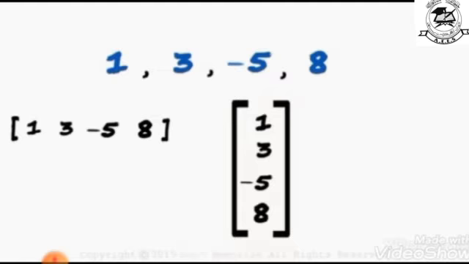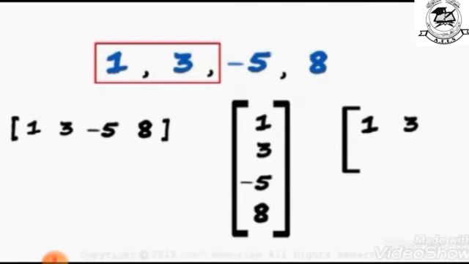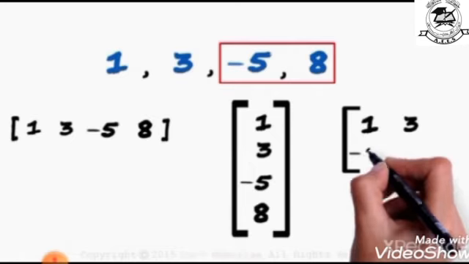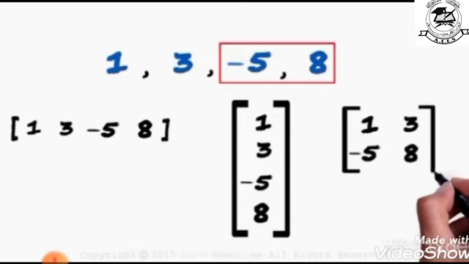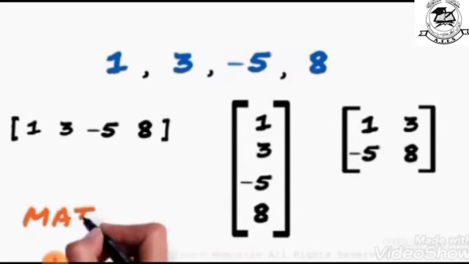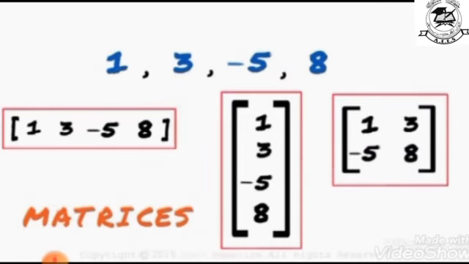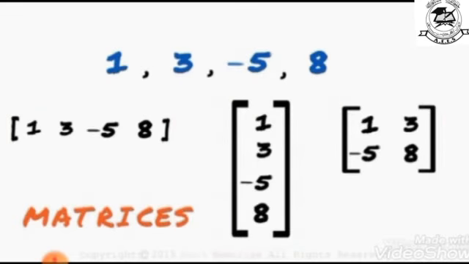There's another way in which we can write the first number, the second number in first row, and last 2 numbers in second row. All these 3 things are called matrices. Each of these is a matrix, just an arrangement of rows and columns.